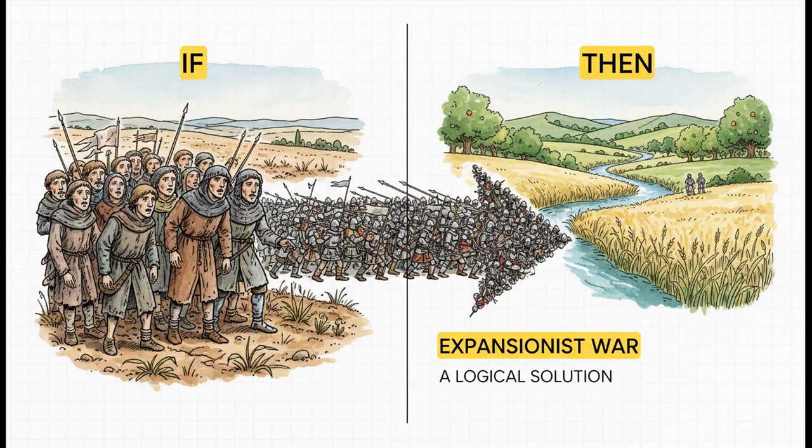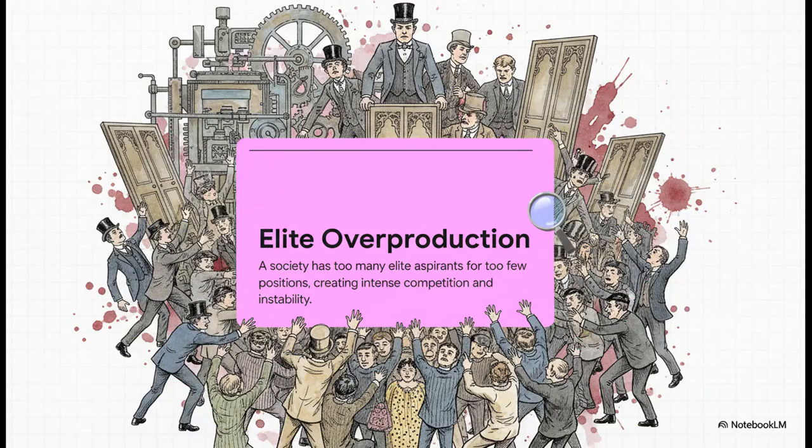And that gives us our first big rule. If a state's population starts to outgrow its resources, its farmland, its water supply, then the probability of that state launching a war of expansion goes through the roof. War becomes this brutal, but in a way, logical solution to go and take the resources you need from someone weaker.